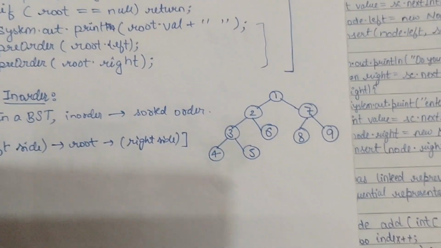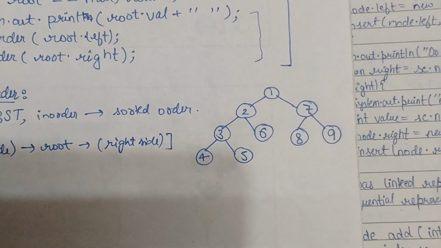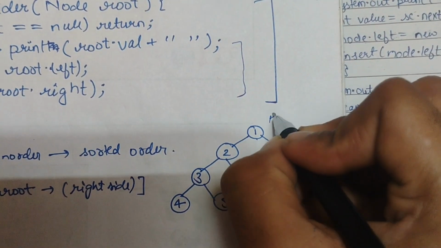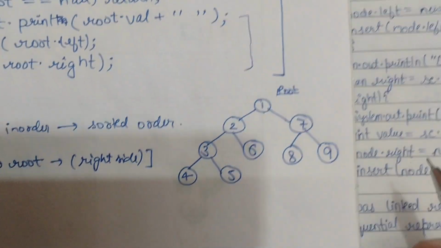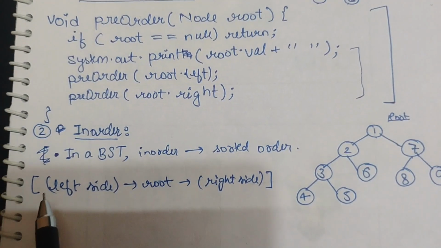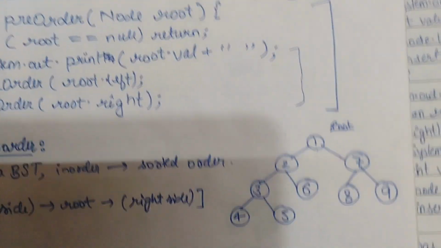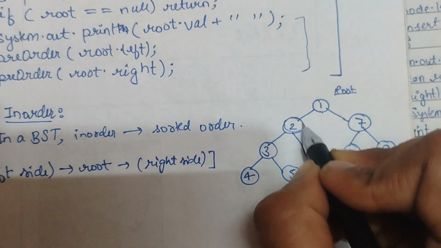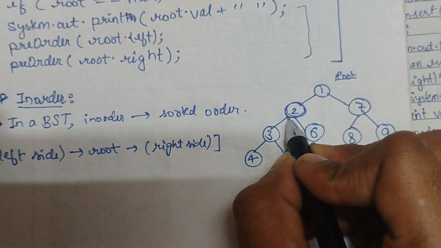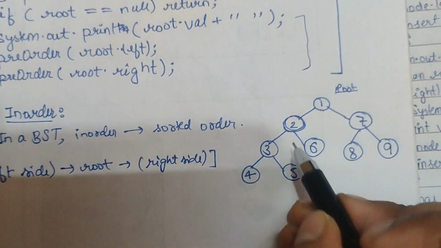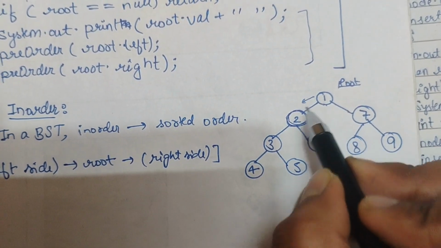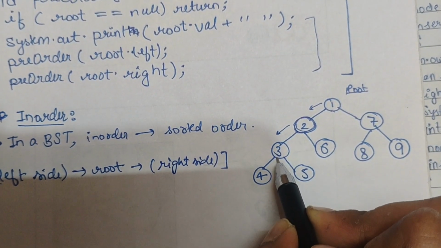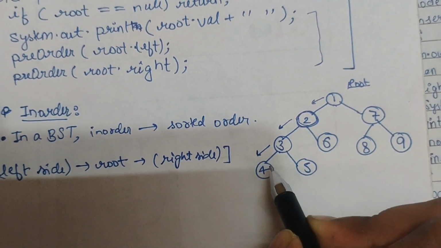Now first do the dry run and understand how this recursion works here. We always start from the root node. Our root node is 1. As we know, we'll go left, then root, then right. From this I'll go left to 2. I'm here at 2. Does 2 have a left? Yes, it has 3. So from 1 I came to 2, then from 2 I came to 3. Does 3 have a left? Yes, it does. I'll come to 4.